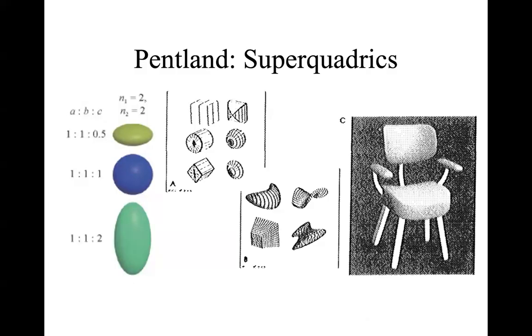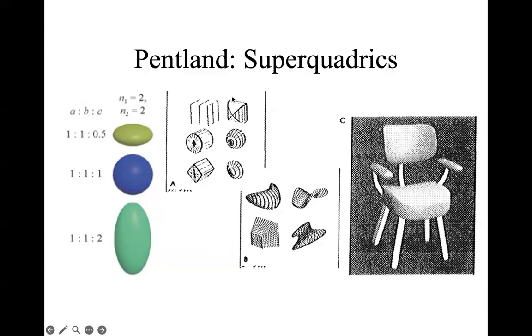Next one was Pentland. He was a computer scientist. And he introduced what he called superquadrics. And David Moore's cylinders had two dimensions. But Pentland's superquadrics have three dimensions. So these are the proportions here of these objects.